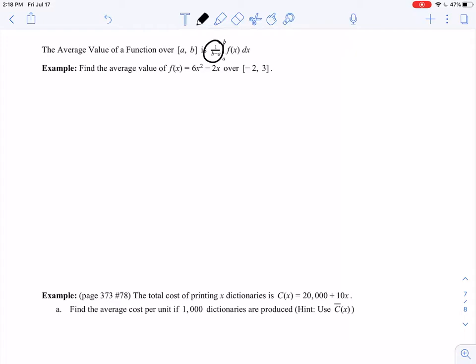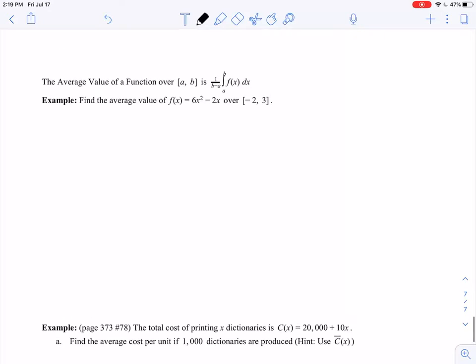So in this case, you can think about it as dividing by b minus a, so we could write this as the definite integral from a to b of f of x dx all divided by b minus a, but I think that's too much. I always prefer to multiply here, so we'll just multiply by the reciprocal. We'll multiply by 1 over b minus a.